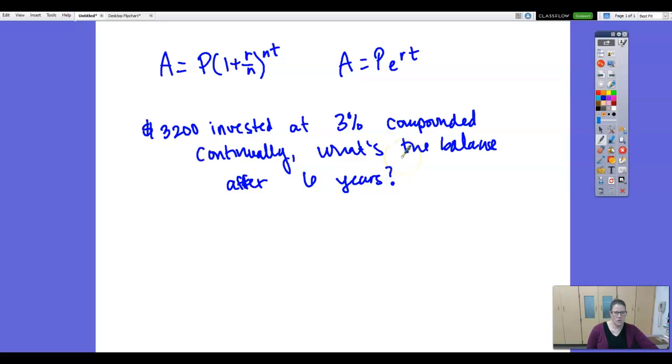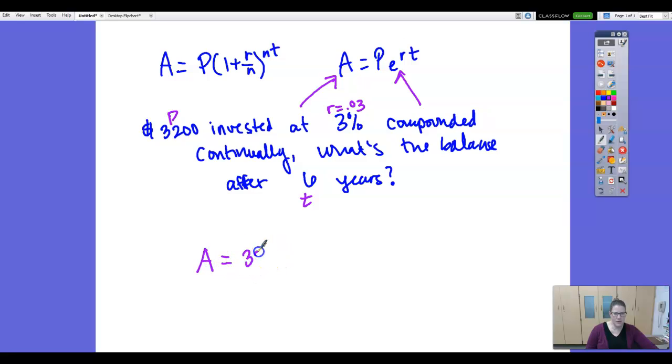Okay, so our initial investment, P, is $3,200. Our interest rate is 0.03. It's compounded continually, which means I'm going to be using that formula. And the balance after 6 years is what we're looking for. So we're looking for A here.